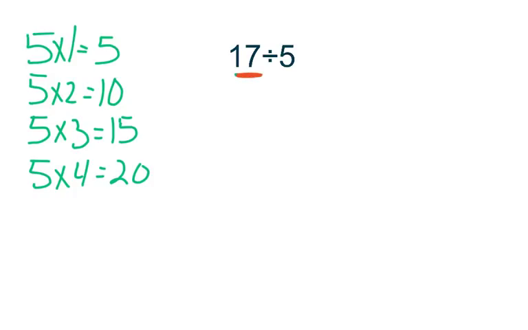So my dividend is 17, and my products and my multiples cannot go over that dividend. So I'm going to cross 5 times 4 out. I'm not going to be using that one, but I am going to use the one that's just below what my dividend is, which is 5 times 3 gives me 15. And I'm going to put my box around that factor of 3. That's going to be my quotient.